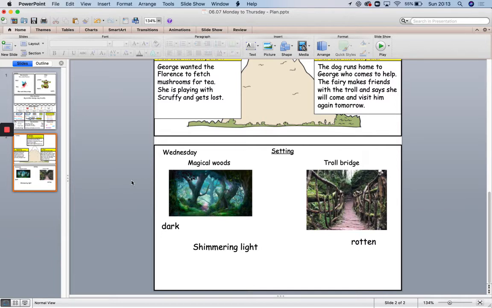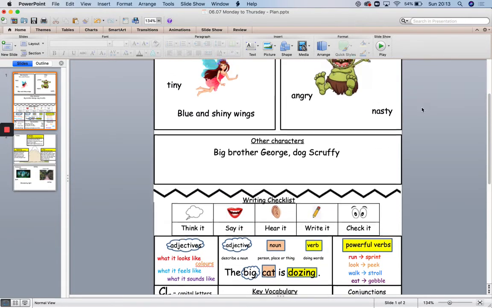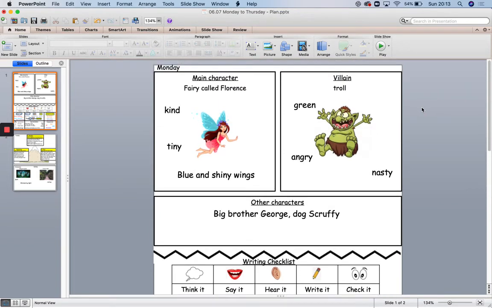So Thursday's lesson for the second week, the week beginning the 6th, I've asked you to think of some powerful verbs. So let's just have a little look here. Our powerful verbs, instead of run, how can we make it more interesting, more exciting, more descriptive? So instead of run, we're going to sprint. Instead of looking, we're going to peek. Instead of walking, I might stroll. Instead of eat, I might gobble it all up. So you are going to think of powerful verbs for our characters, and maybe even for certain parts of the story and the setting as well.